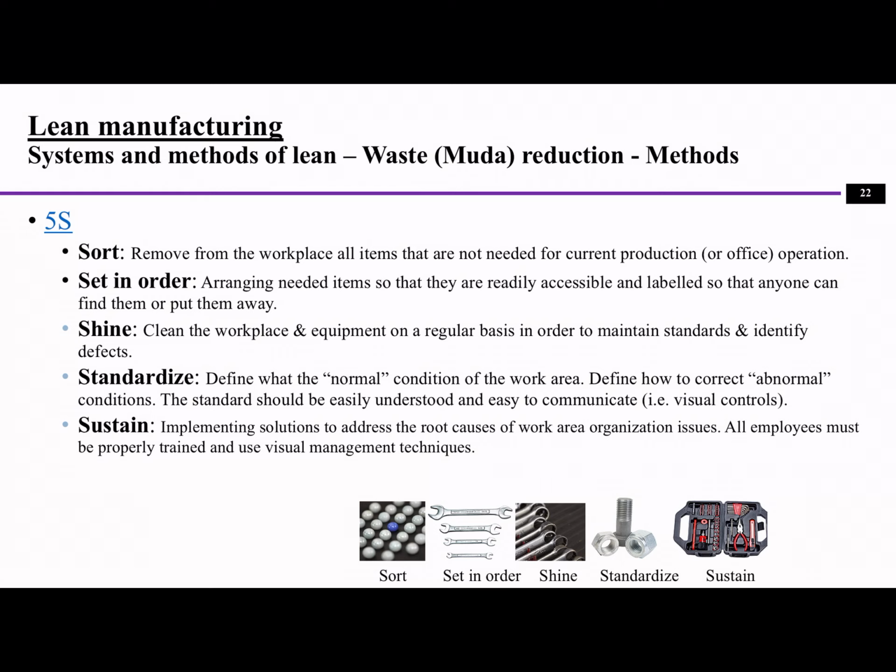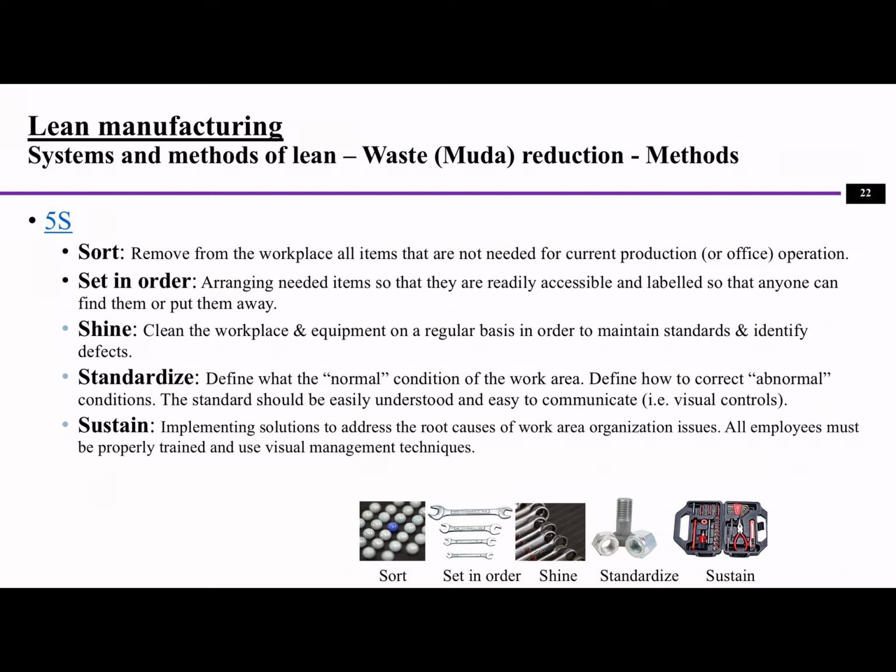And first one is the 5S. So 5S means there are five principles or five activities you need to do in order to make your workspace more organized, or more efficient. So 5S are sort, set in order, shine, standardize, and sustain. So sort means you only keep the stuff you need in your workspace.